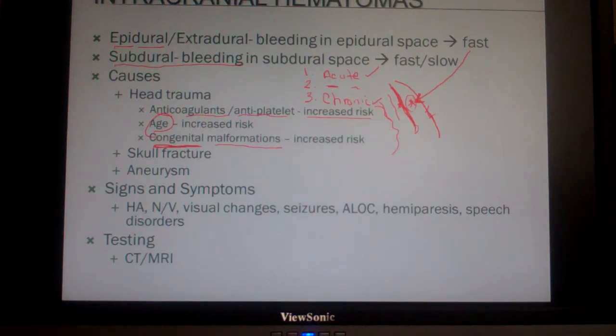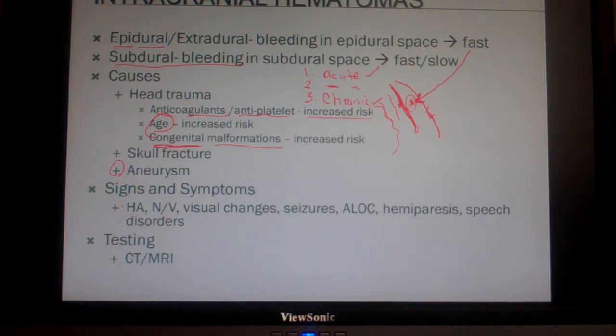Again, these are kind of duh, right? If you have something already messed up, or you're old, or you're taking medicine, yeah, it can increase your risk if you get a head trauma or skull fracture for that matter. Aneurysm, again, it's kind of a duh. If you blow an aneurysm and you start bleeding into this space or any of these spaces, then of course you're going to get a hematoma. That's pretty much what happens, right?